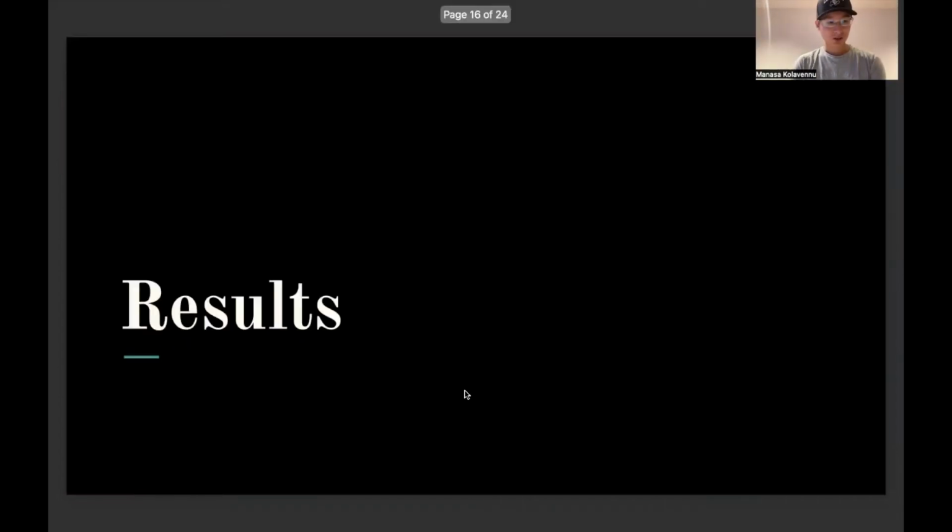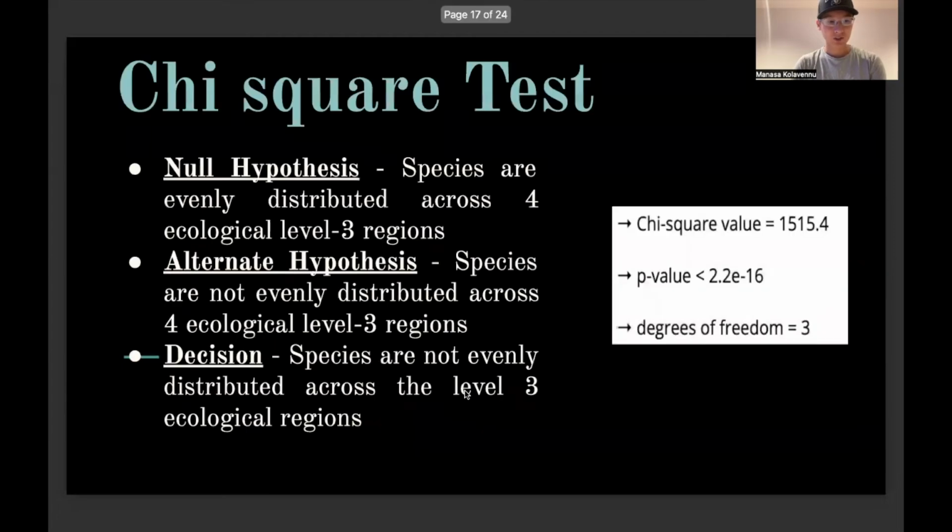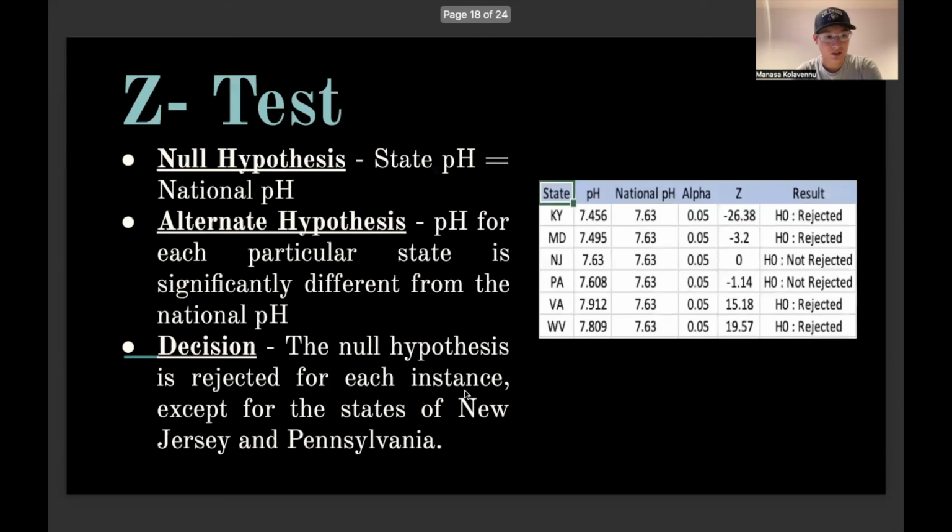Hi, so I'm going to talk about the hypothesis tests we have done in this project. The first hypothesis test we did was a chi-square test for the null hypothesis that species are evenly distributed across 4 ecological level 3 regions. Therefore, the alternative hypothesis was species are not evenly distributed across 4 ecological level 3 regions. The test results, including chi-square value, p-value, and degrees of freedom, are displayed on the right. Based on such a small p-value for the large chi-square value, we rejected the null hypothesis.